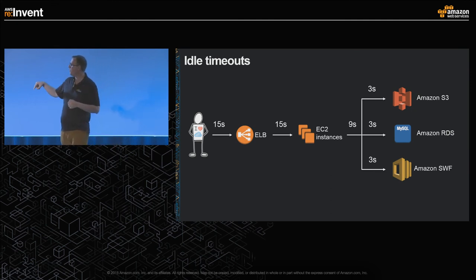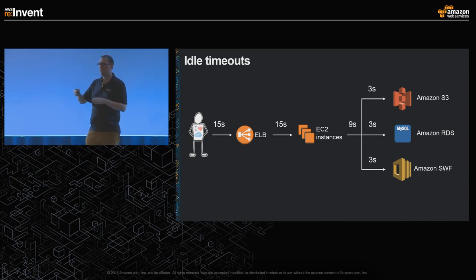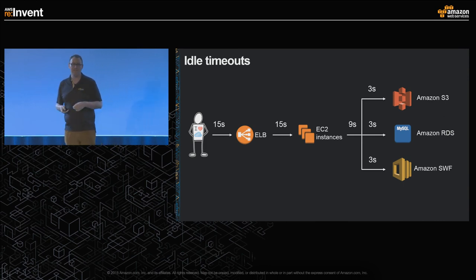So I'd always recommend setting up staggered idle timeouts that get smaller and smaller the further you are from the client, right, to avoid that effect. Avoids cascading failures, which is pretty cool.